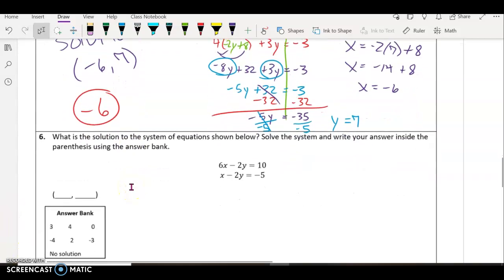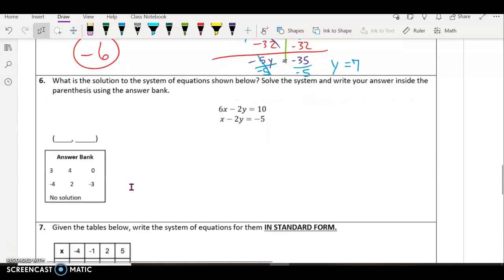So now take a moment and pause the video and try to use the elimination method, which I know you know how to do now, and solve number 6.